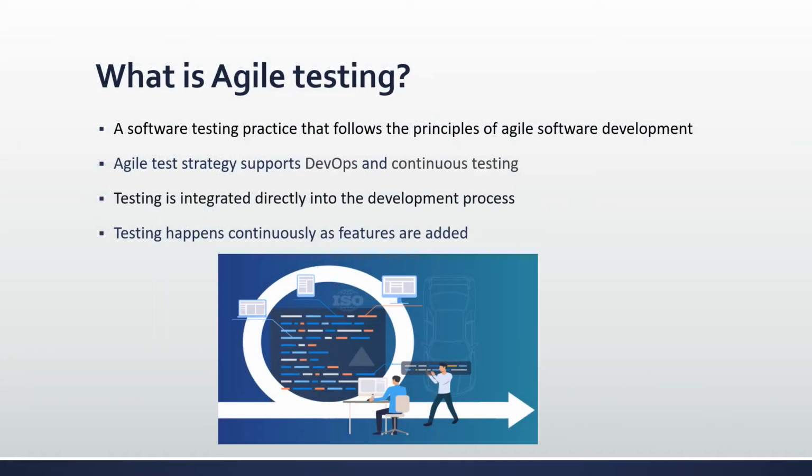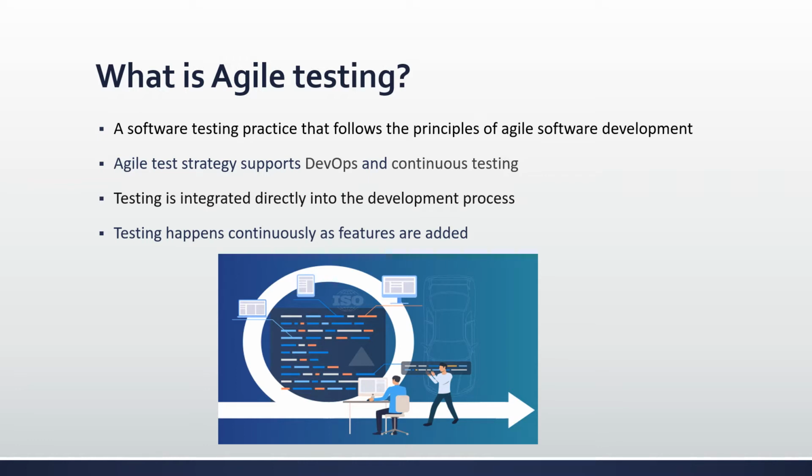A software testing practice that follows the principles of Agile software development is called Agile testing. Agile is an iterative development methodology where requirements evolve through collaboration between the customer and self-organizing teams, and Agile aligns development with customer needs. Agile test strategy supports DevOps and continuous testing. And continuous testing is important to improving product quality.